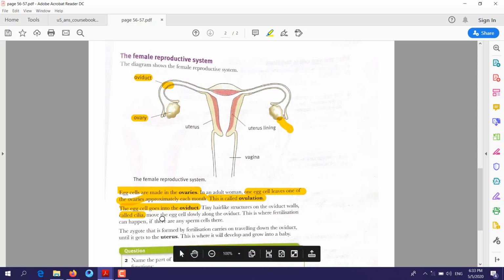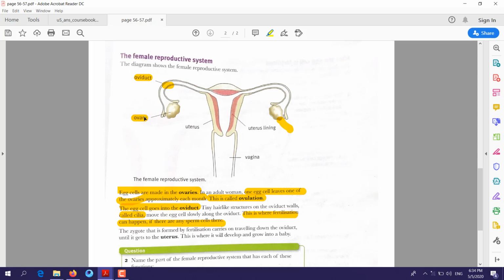The egg will move slowly along the oviduct. This is where fertilization can happen, if there is a sperm cell here. If you have a question that asks in which part of the female reproductive system the fertilization will take place, you will say in the oviduct.